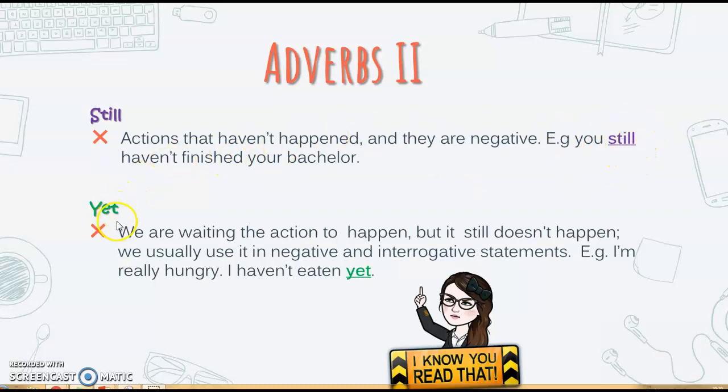What about yet? We use that in negative and interrogative statements, okay, because we haven't finished the action or we are waiting for the action to happen, okay. So for example, I'm really hungry, I haven't eaten yet, so I'm waiting for the action to happen. I'm waiting for food to eat, that way I cannot be hungry for a moment, okay.